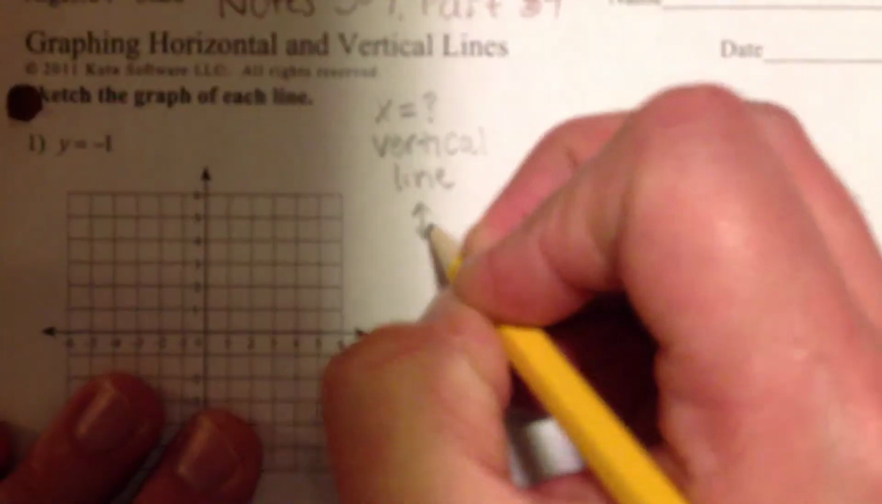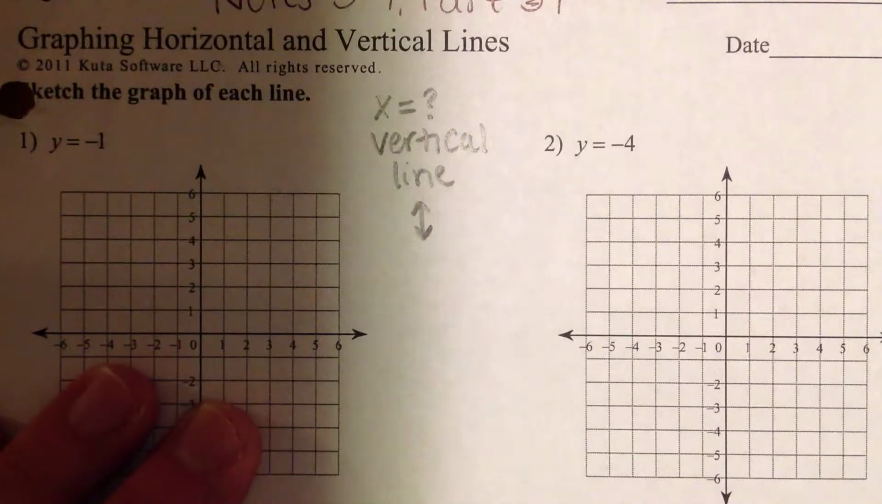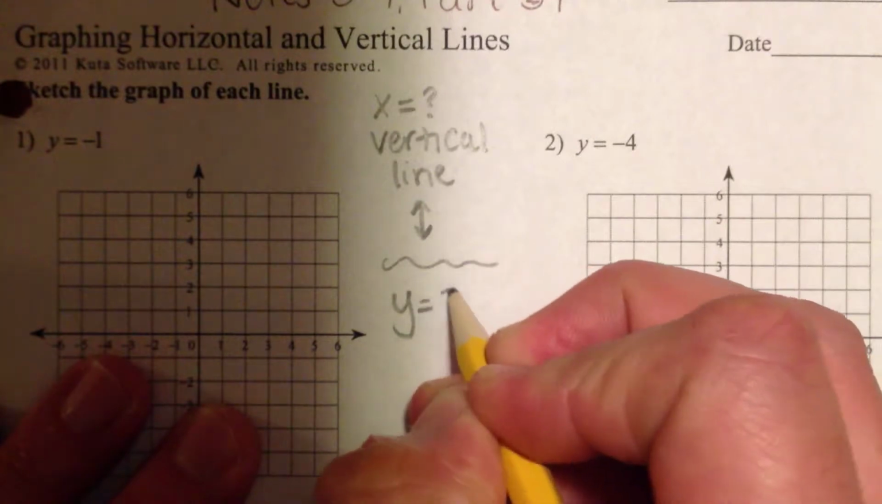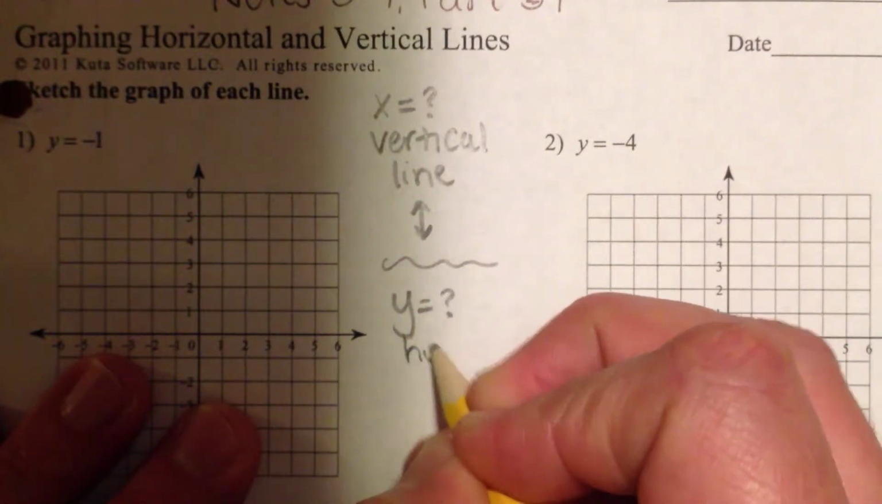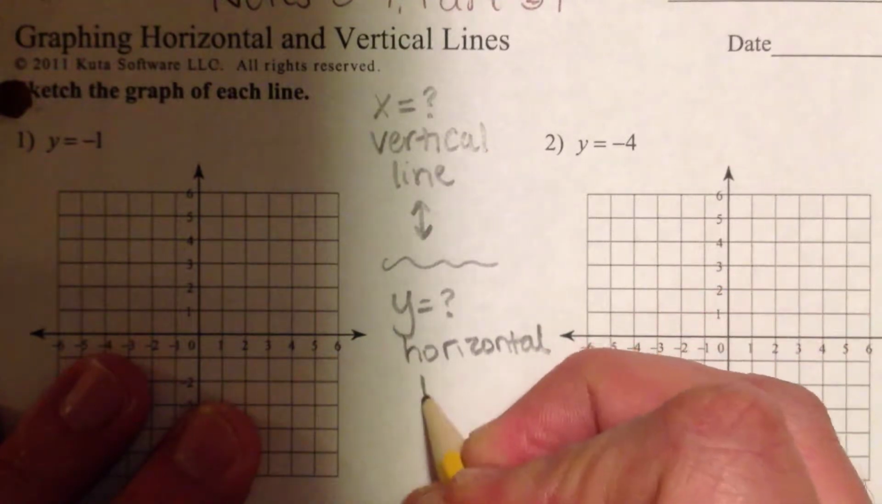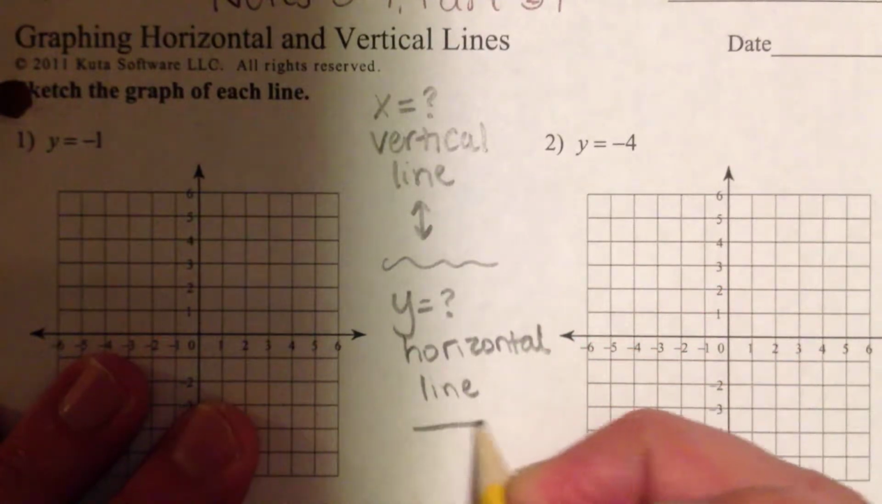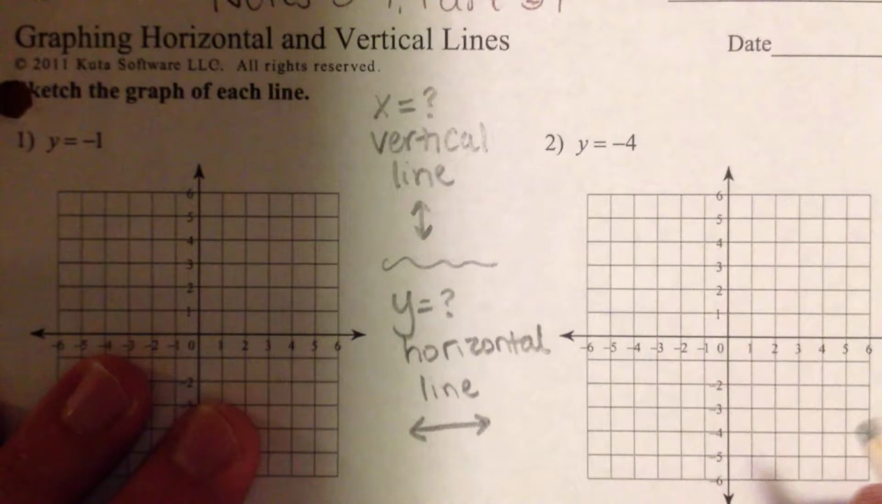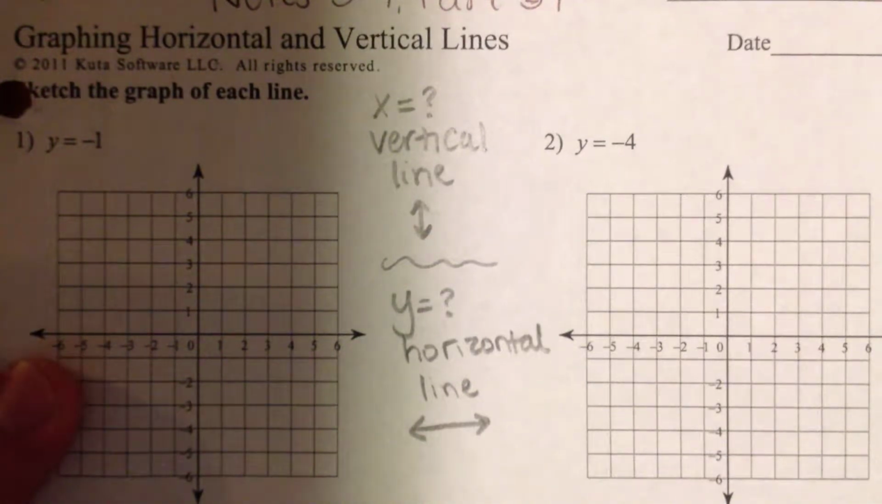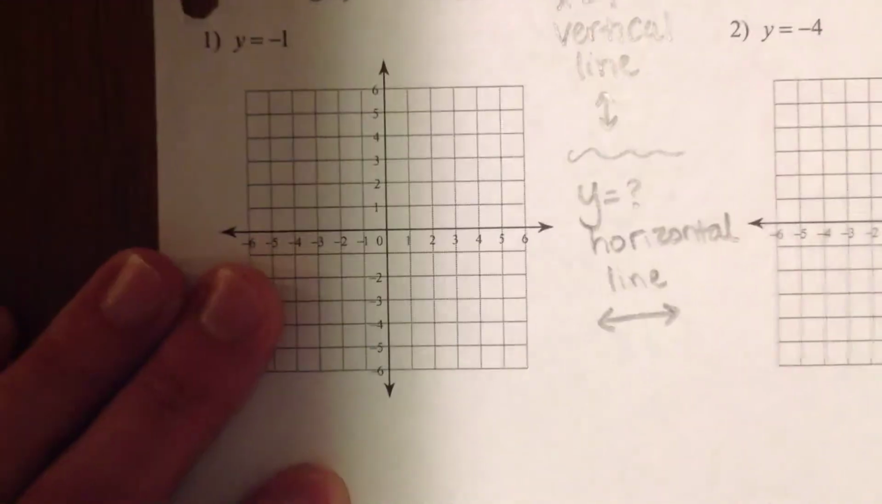And vertical lines go up and down. And likewise, if I have y equals a number, that's going to be a horizontal line, going side to side. So those are a couple things to keep in mind as you start drawing your lines for these graphs. So let's look at our first example.